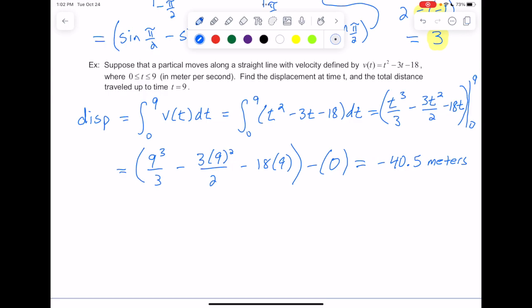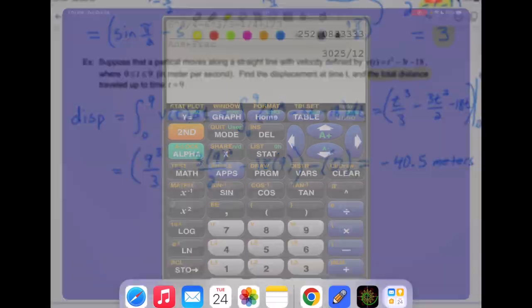The one that's harder is total distance, and they do ask us for that as well. When you want to get the total distance, you just want to measure distance as positive whether you're moving to the left or to the right. So to get a grasp of that, let's look at the velocity function in a graphical form.